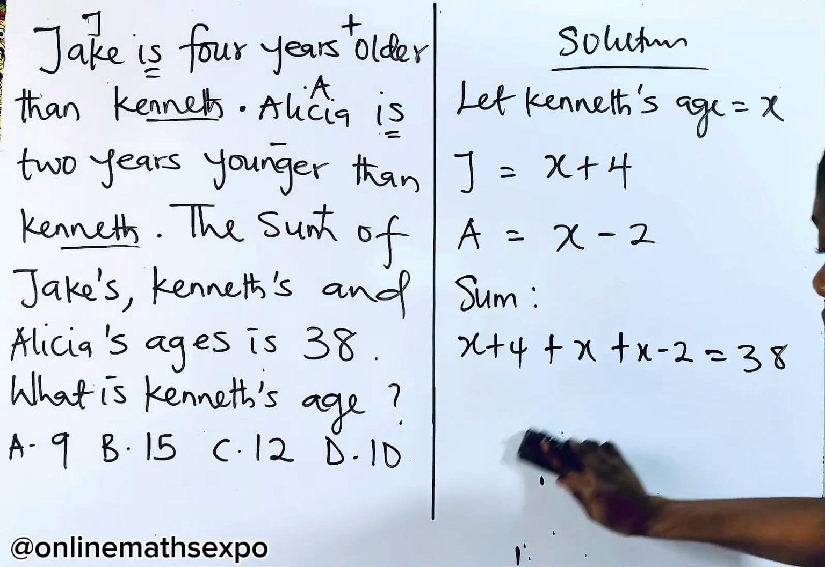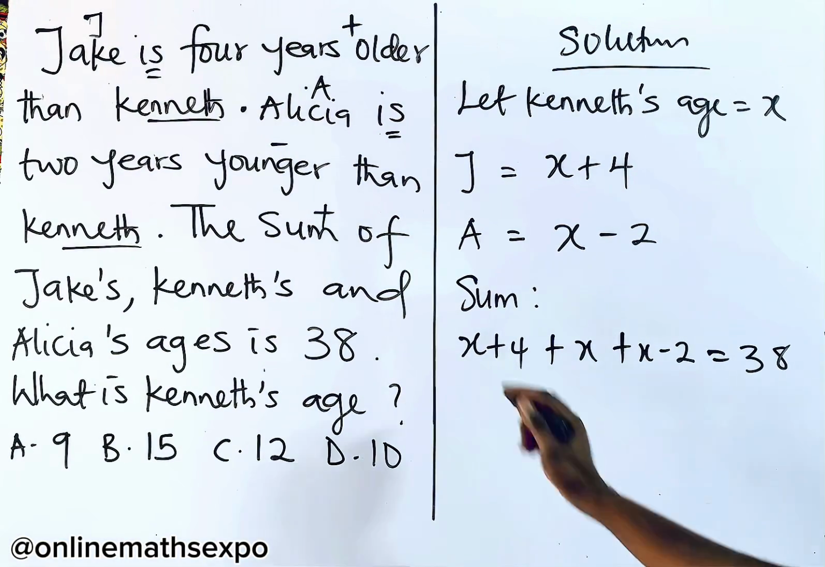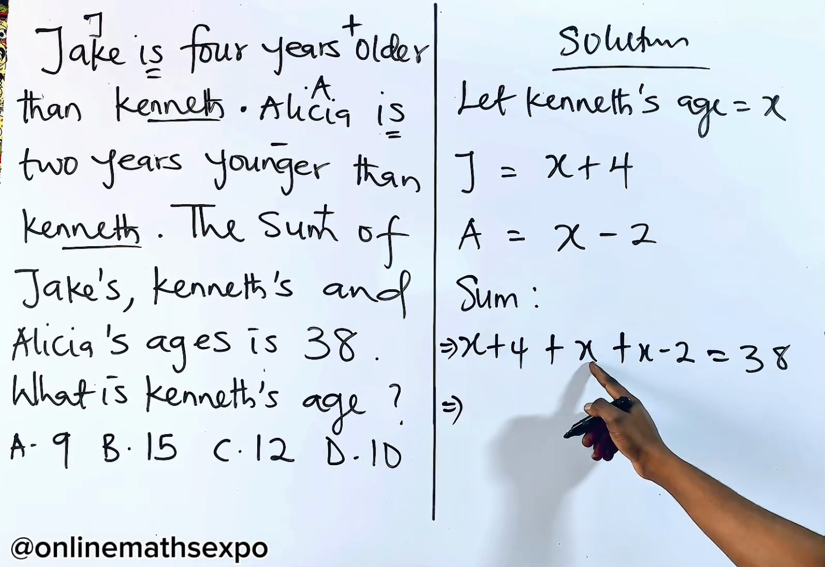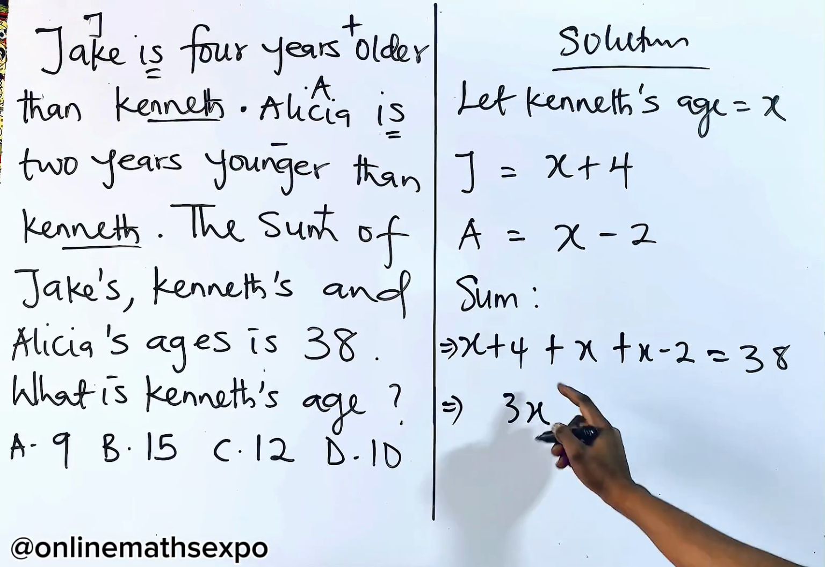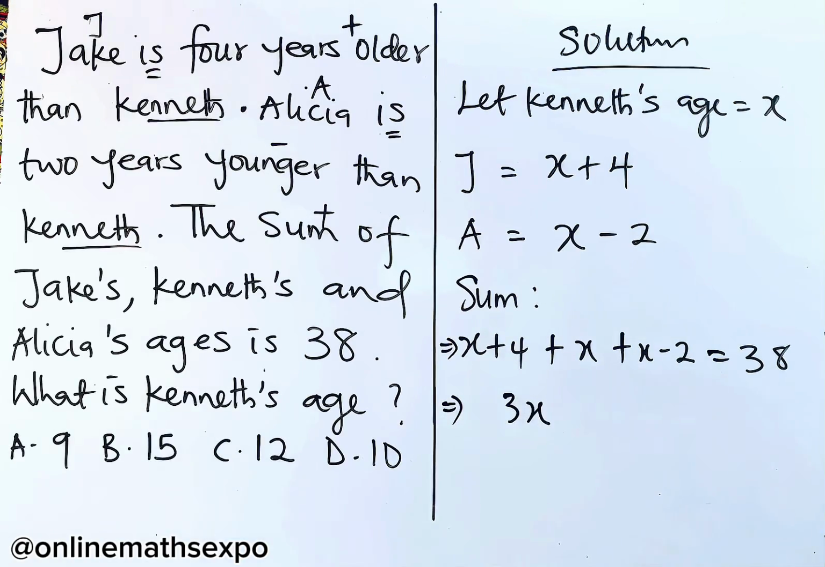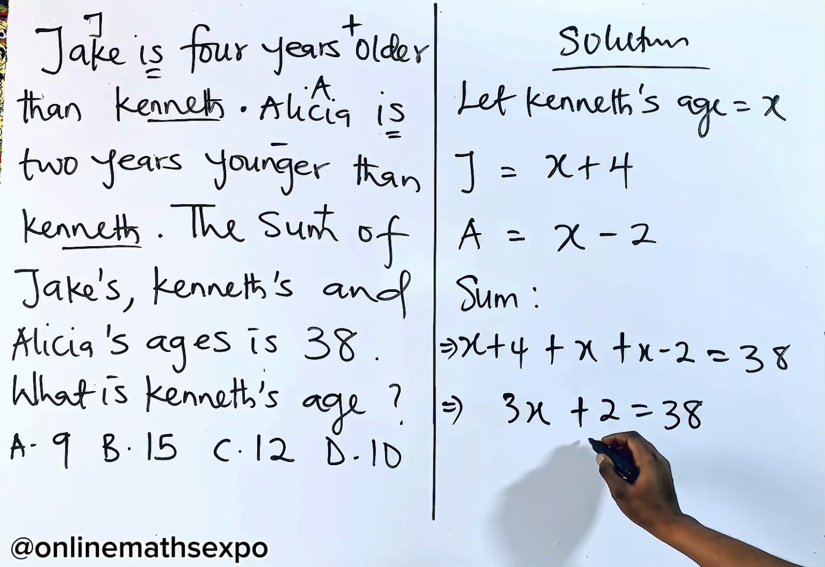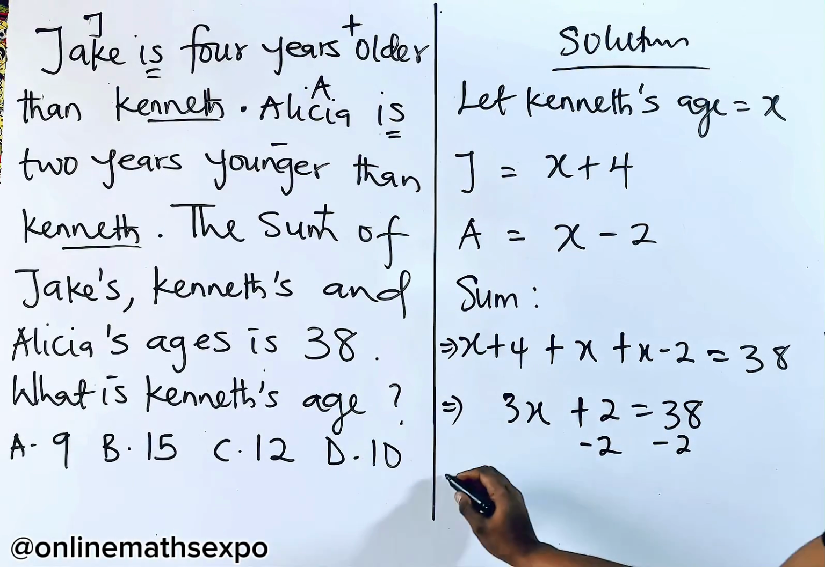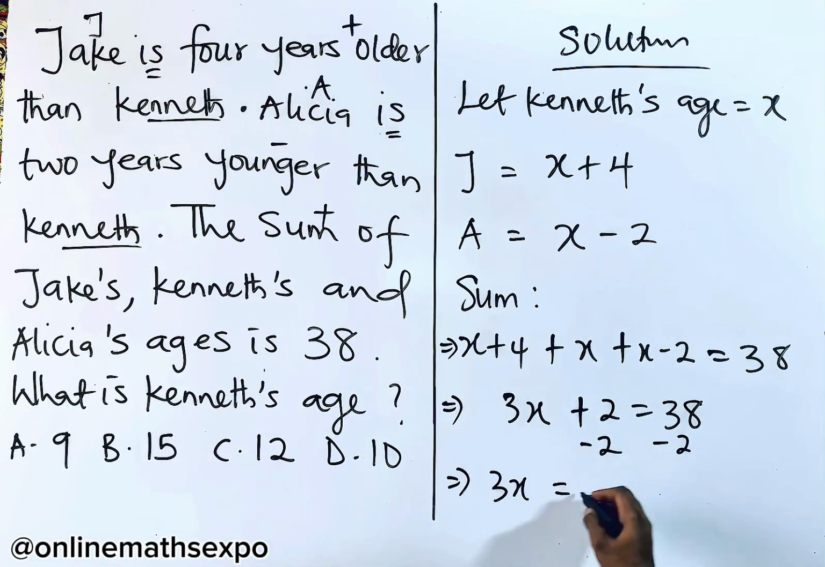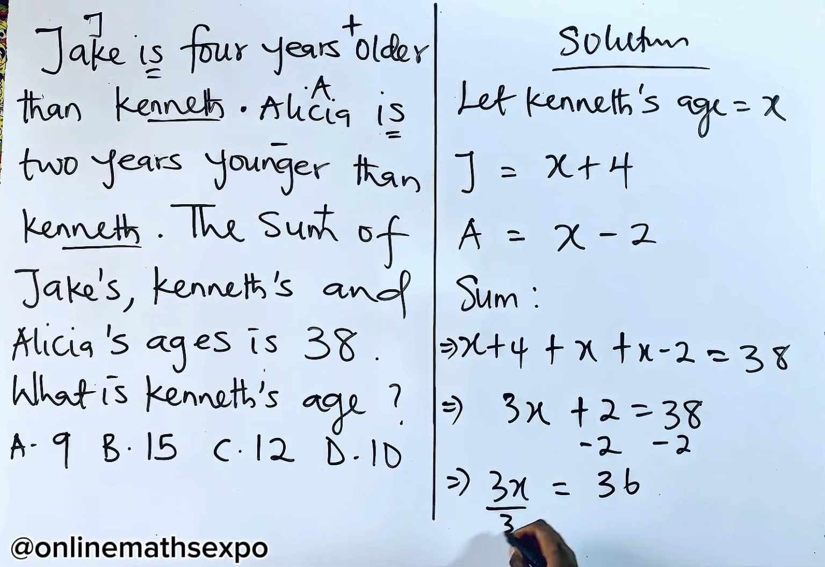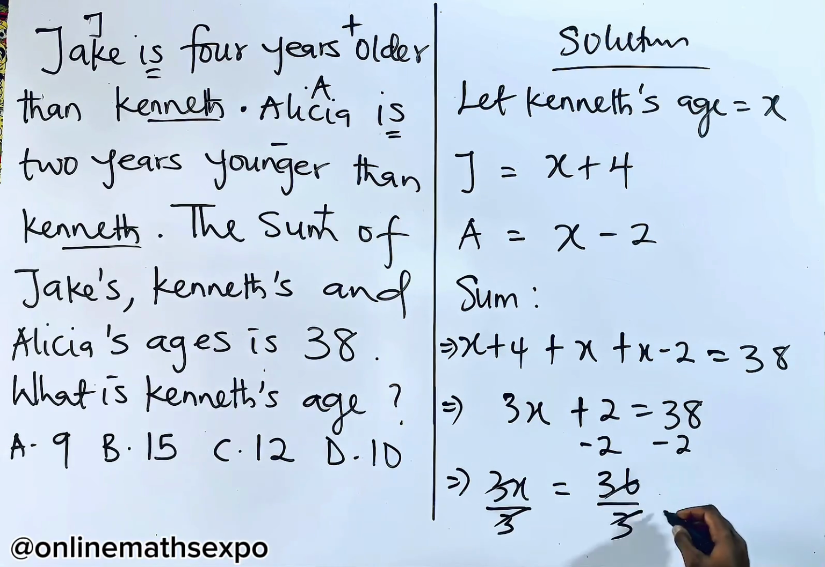Solving this, just follow your usual linear equations. X plus X plus X will give us 3X. 4 take away 2 will give us 2, equal to 38. To remove this 2, subtract. So 3X is equal to 36. To get X, divide by 3. When you do that, X is going to give us 12.